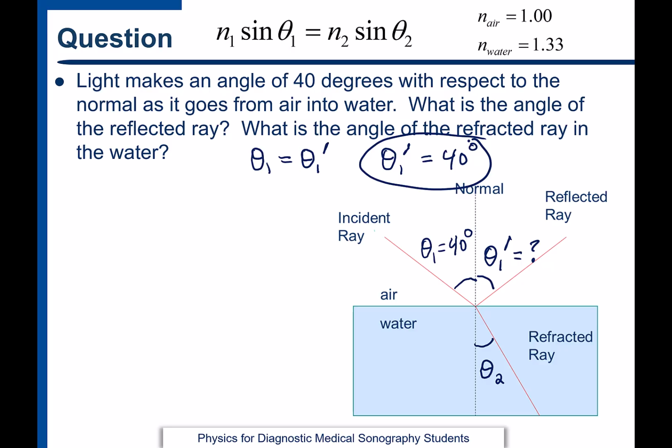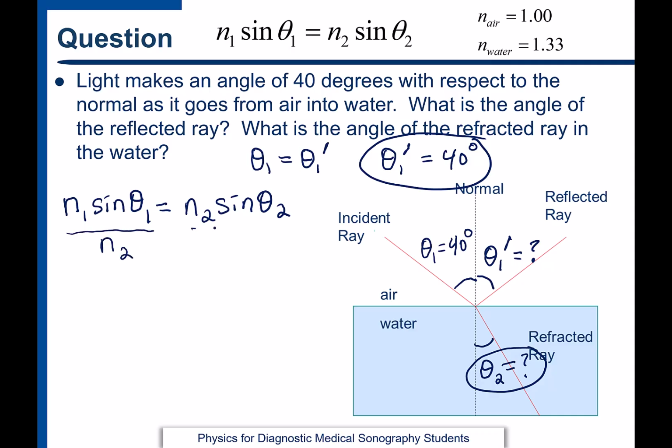Okay, so now how do we use this formula? n1 sine theta 1 is equal to n2 sine theta 2. We can see that what we're trying to solve for is theta 2. Now, unfortunately, that theta 2 is trapped inside this sine function, but I'm going to show you how we deal with that. The first thing we want to do is just solve this for sine theta 2. So let's divide both sides by n2. Get rid of that so that we have sine theta 2 is equal to n1 sine theta 1 divided by n2.